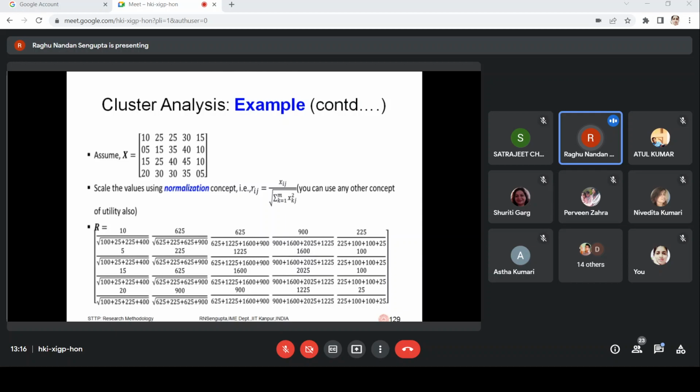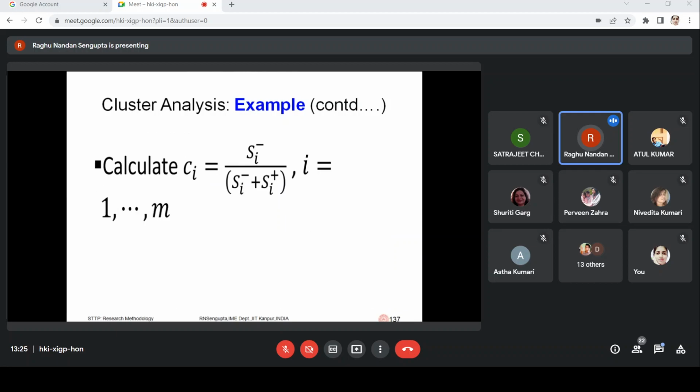For each value, I'll find it, because you are finding it for i equal to 1, 2, 3, 4 till m, so you are trying to find it for each car in this case. Now you find the ratio. The ratio is basically the negative ideal solution distance divided by the sum of the negative and positive distances. That means you want to find some sort of efficiency. The ratio gives you the distance from the negative solution divided by the distance of both of them added together. That means how far or how close you are.